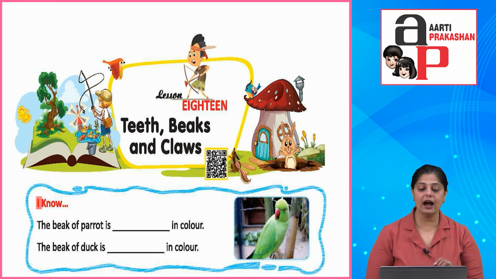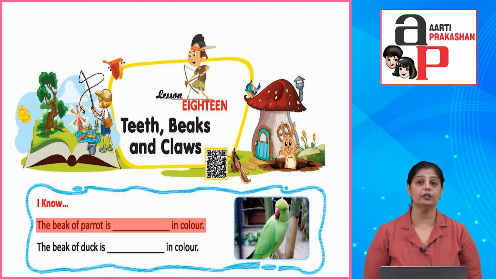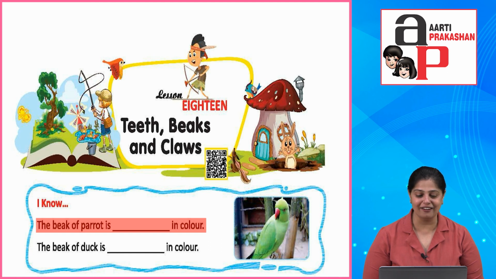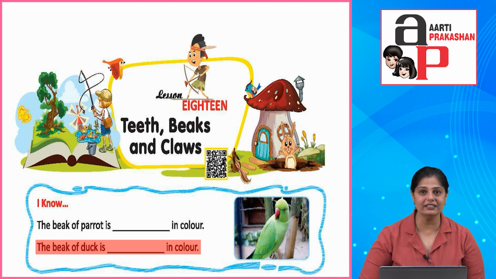All right, so I know the beak of parrot is dash in color. Have you seen a parrot? What is the color of its beak? Red. All right, the beak of duck is, what's the color of Donald Duck's beak? It's yellow.